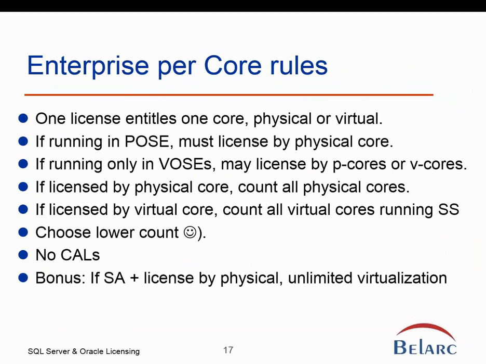Okay, so now we'll turn to the Enterprise Edition license per core, which is probably the most challenging case because you have options as to how to do it. It can be a little confusing to figure out which option is better or when you can use which option. So the first thing is it's per core, so you buy core licenses, 1 license, 1 core, regardless of whether you're counting them by physical or virtual.